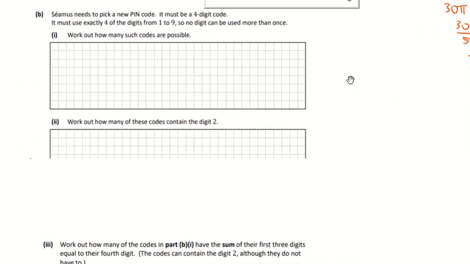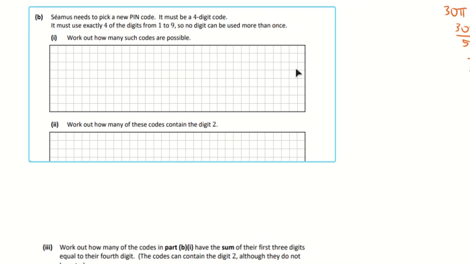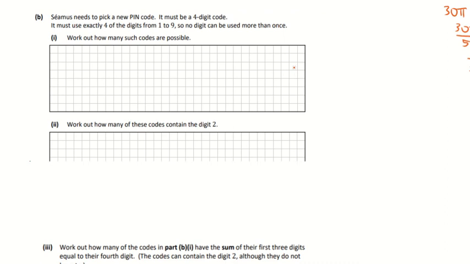Right, so part B then. There's a pin code, so it's only got 4 digits, so it's going to have 1, 2, 3, 4. So you're just asked how many different, how many total possible codes are there. So when you put in the first one, you've got 9 different options. So put a 9 in there.